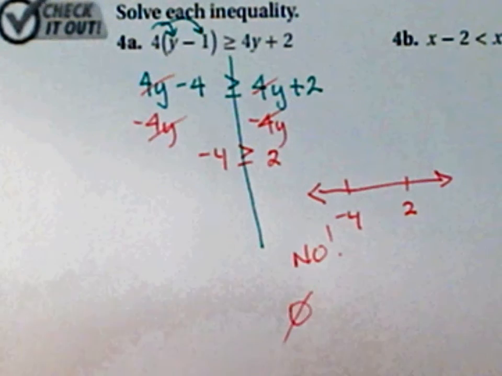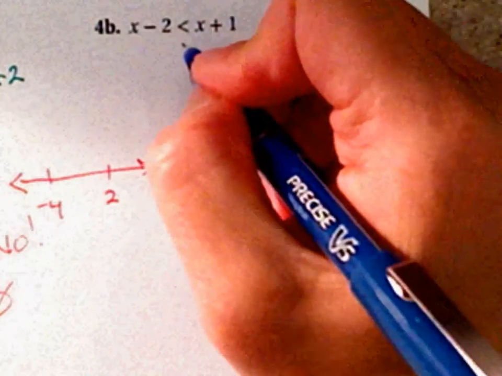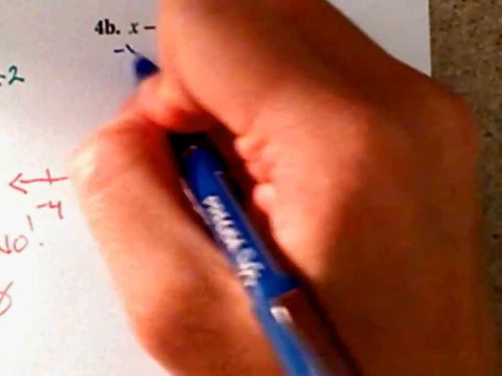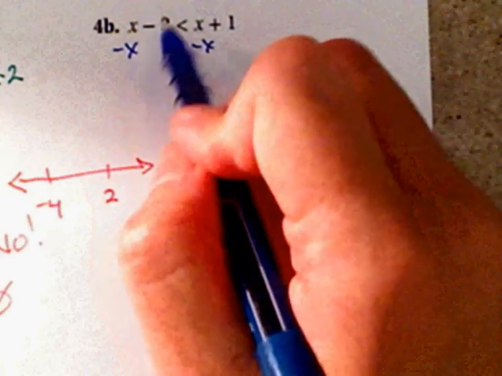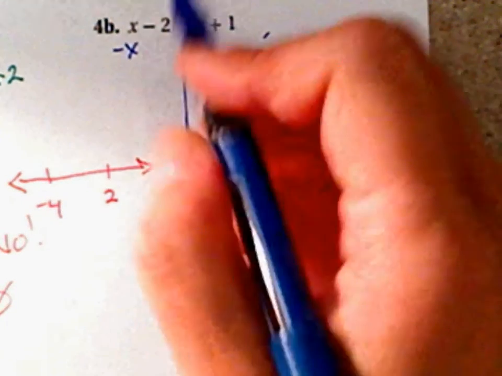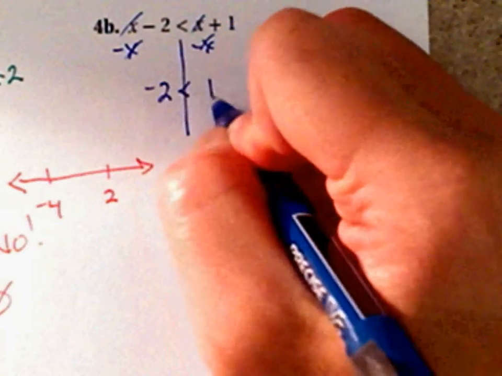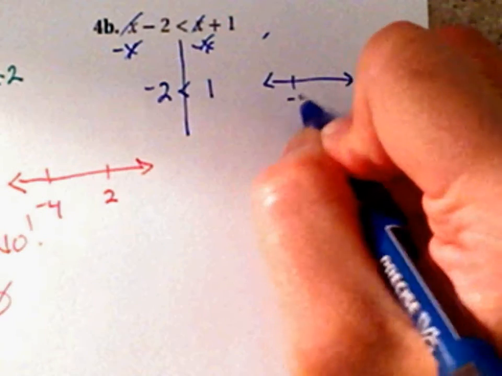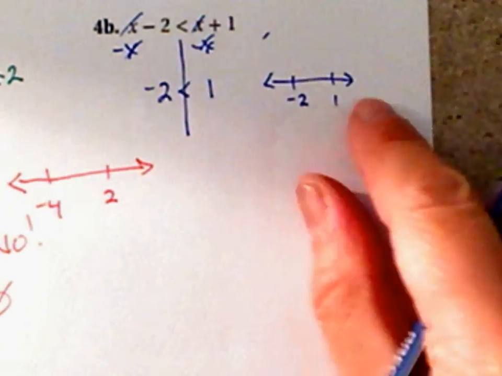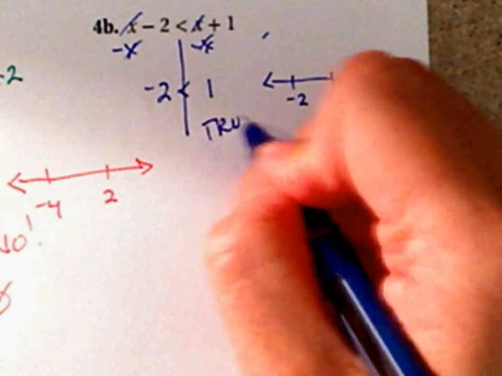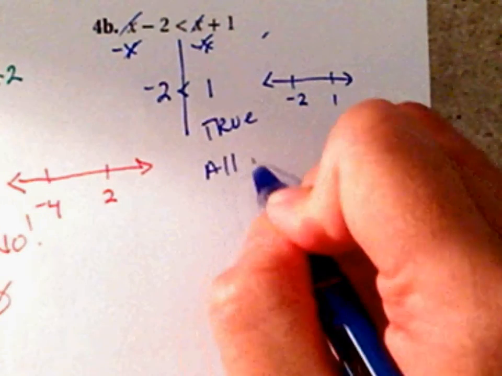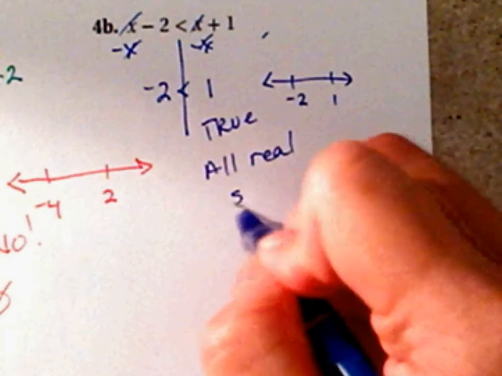Let's go to 4b. This one right here. x minus 2 is less than x plus 1. Subtract x from both sides. So you have negative 2 is less than 1. Is that true? Yes. Since that's true, your solution will be all real numbers.